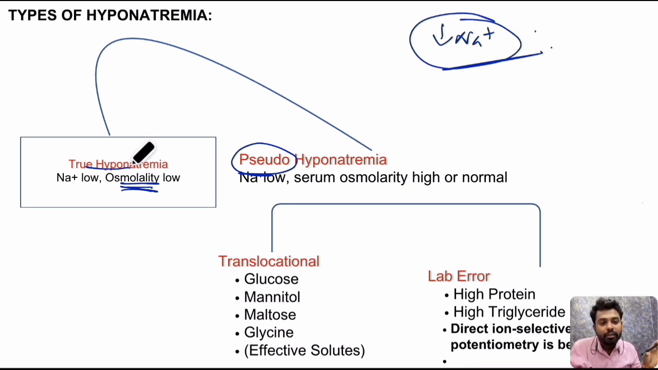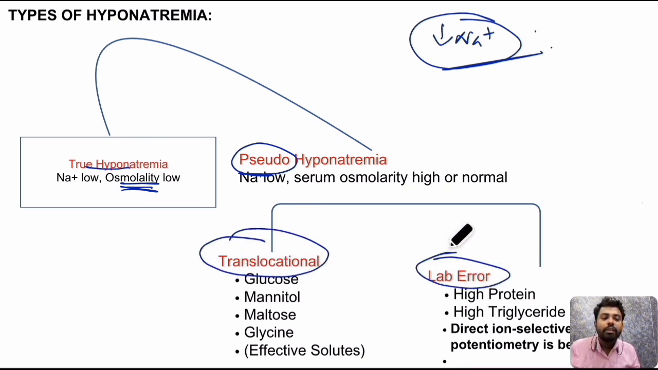And pseudo hyponatremia, why is it pseudo? Because in your lab report you are seeing sodium is low, but serum osmolality is high or normal. So why is it? Because of translocation and other things, lab error. Why are we saying it is translocational? There is a concept of effective solutes.